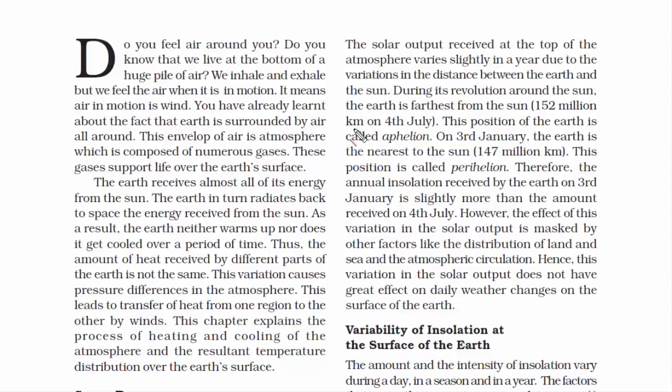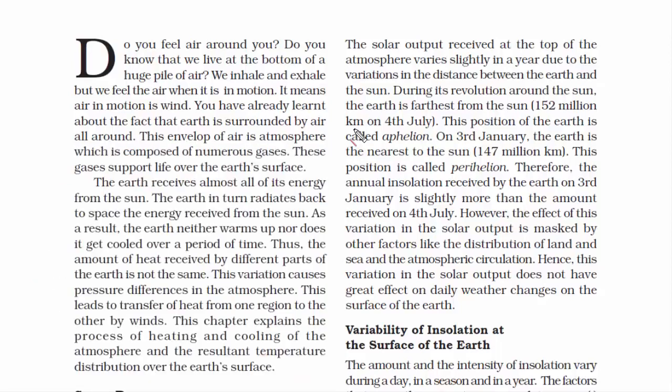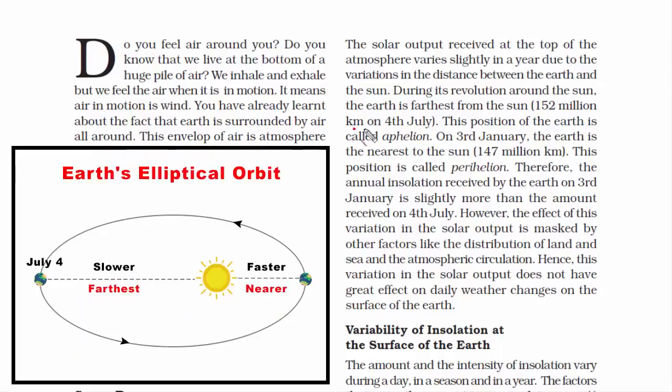Now the speed of the Earth in its elliptical orbit is maximum when it is closest to the Sun, and when it is far, the speed is minimum. So here you can see that during the month of July, that is 4th July, the Earth is farthest from the Sun. This position of the Earth is called aphelion, wherein we are 152.6 million kilometers away from the Sun.